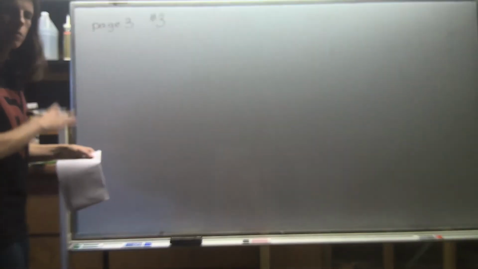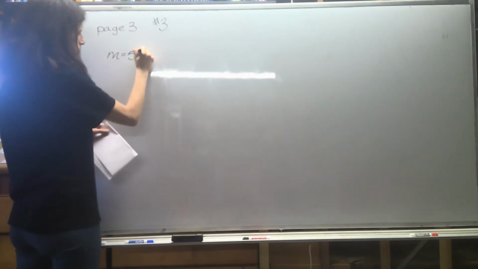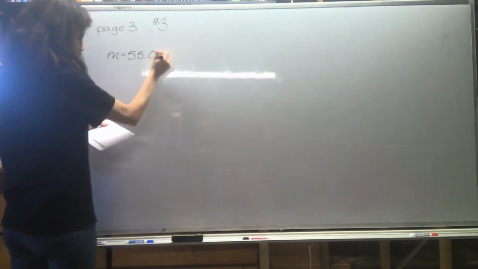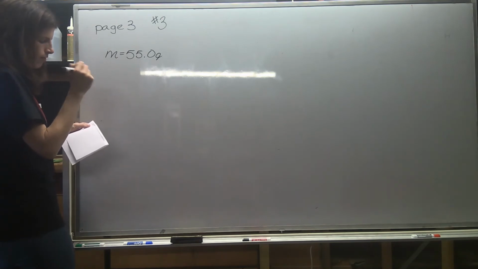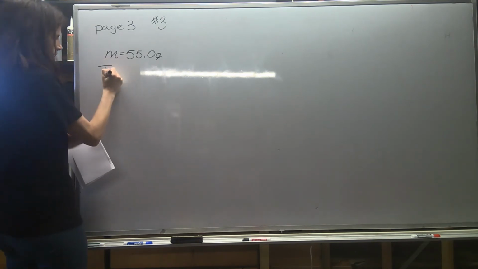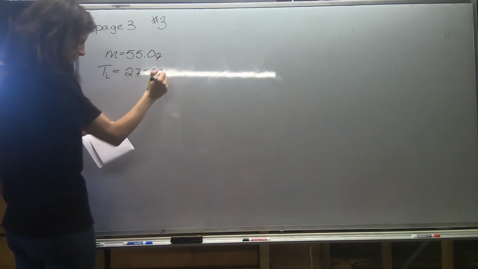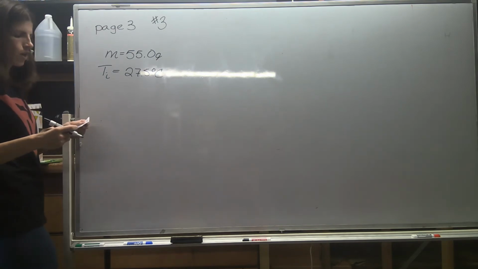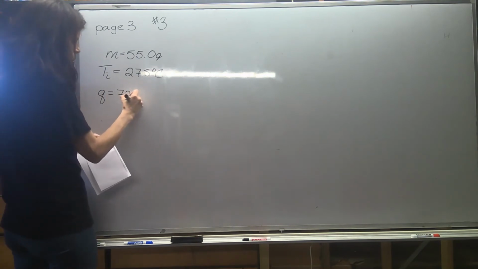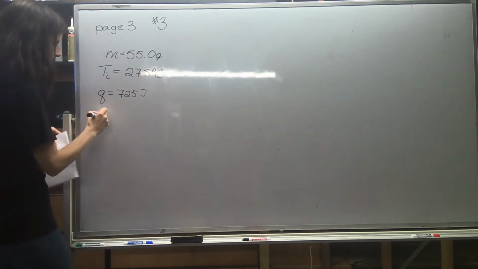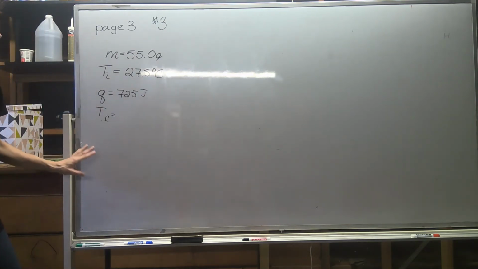So for number 3, again, I'm going to organize my information. My mass is 55.0 grams. And it says it's an aluminum block initially at 27.5 degrees Celsius. So my initial temperature is 27.5 degrees Celsius. And it absorbed 725 joules of heat. So Q equals 725 joules. What is the final temperature? Seems like we don't have enough information here. And actually we don't, right?